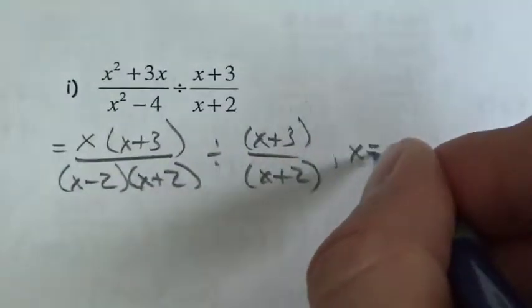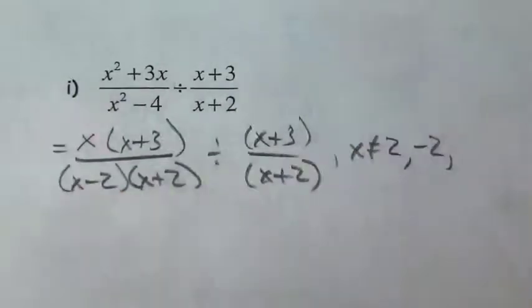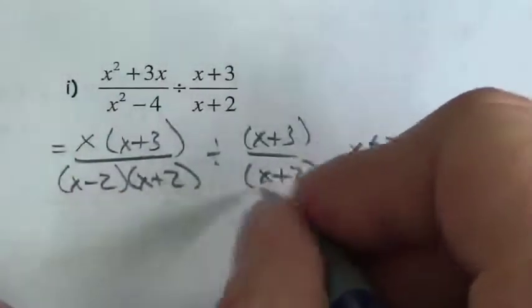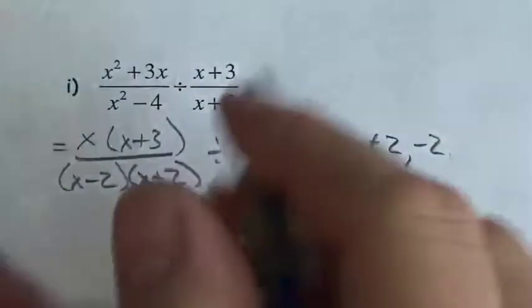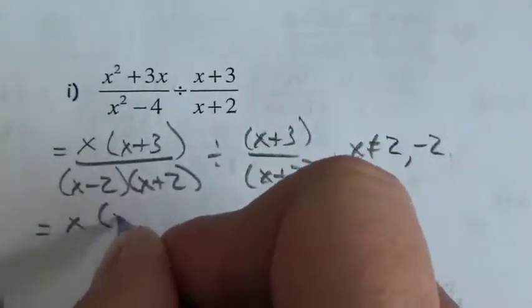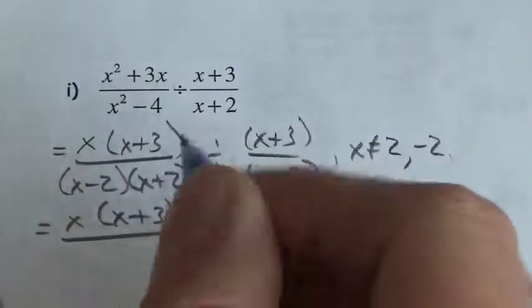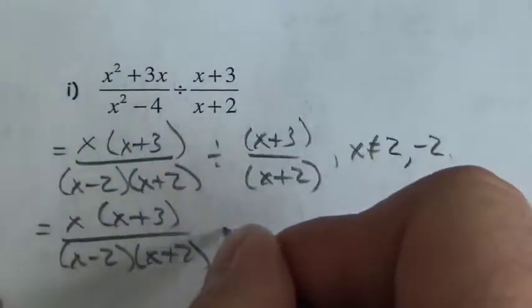My non-permissibles right now are that x cannot equal 2, -2, or -3. Okay, that's fine. That's a repeat. I don't need to do that. Now, is there anything I can simplify, cancel right now? The answer is no. So I'm going to convert this division into a multiplication.